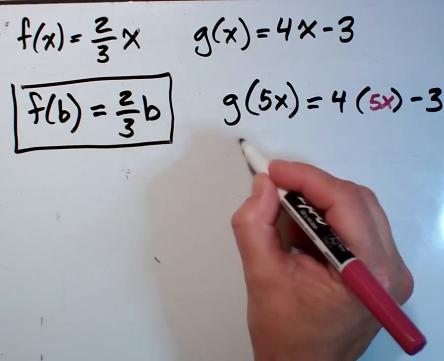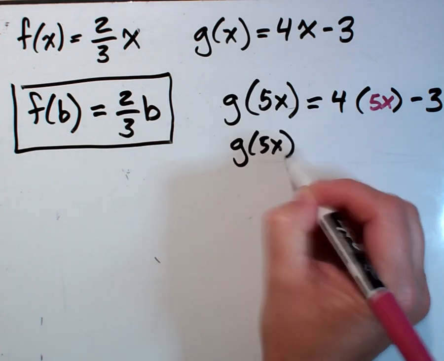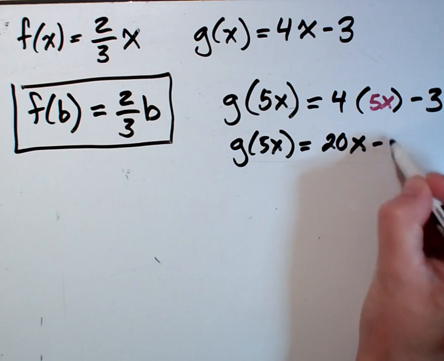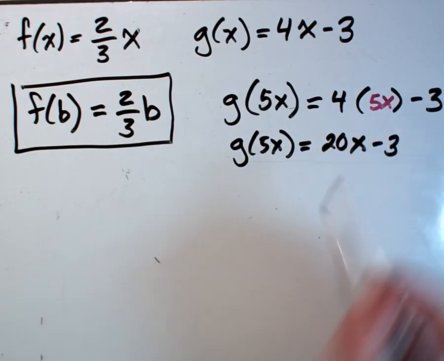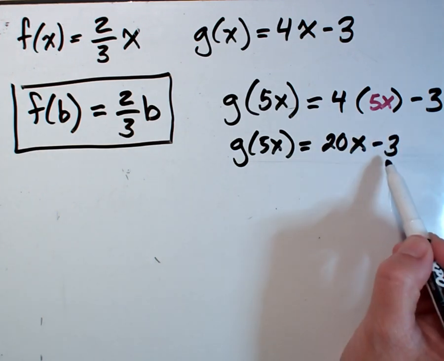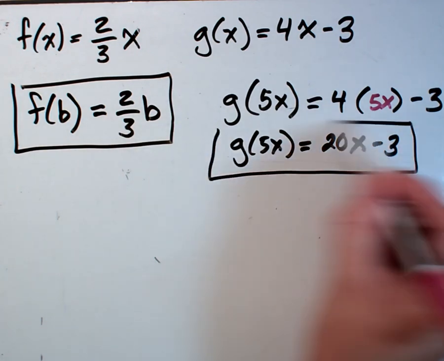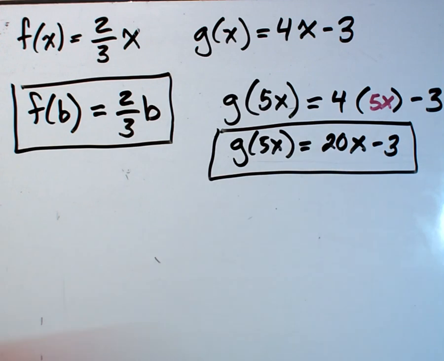And I can simplify this a little bit. 4 times 5x is 20x. And I have that minus 3. I have two terms here. They are not like terms. So I'm going to stop. That's fully simplified. So g of 5x is 20x minus 3.